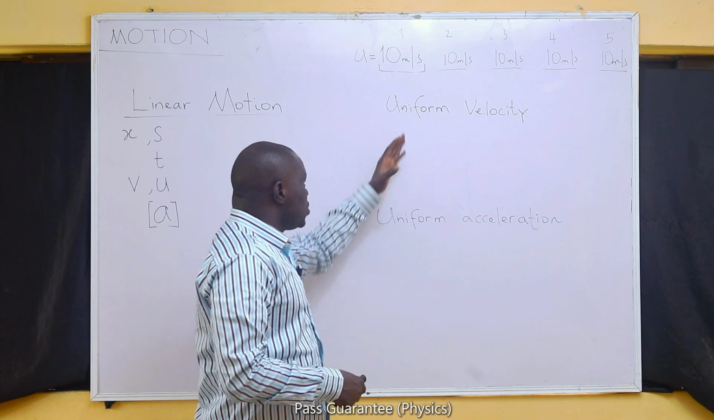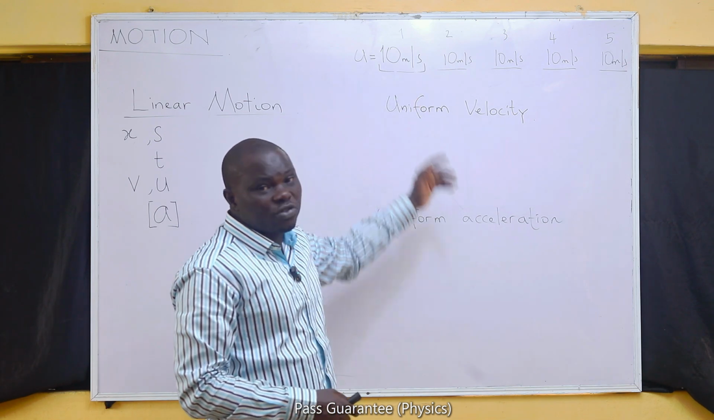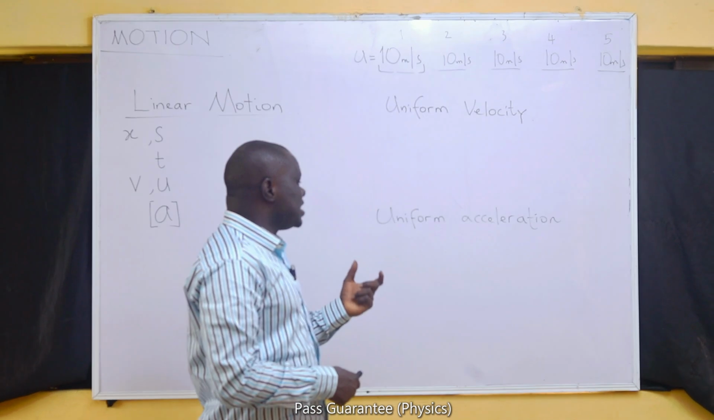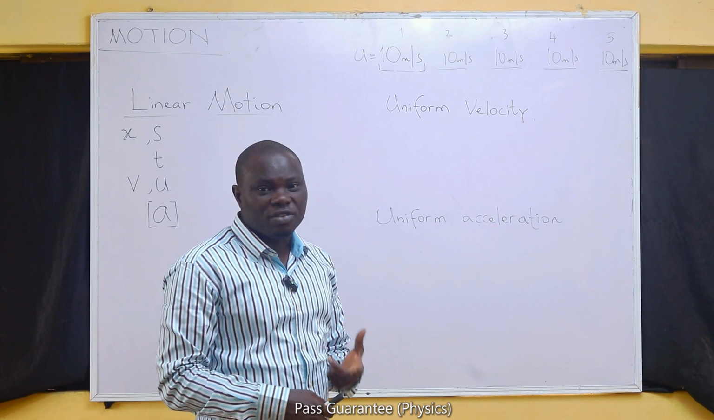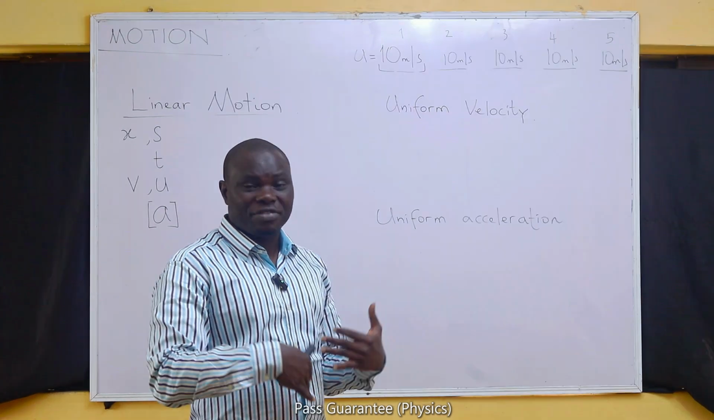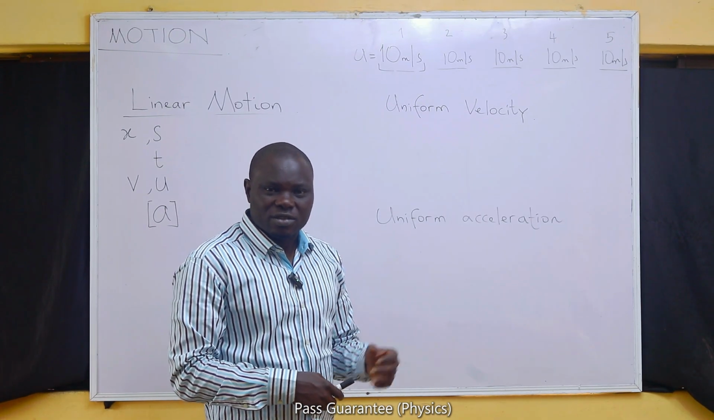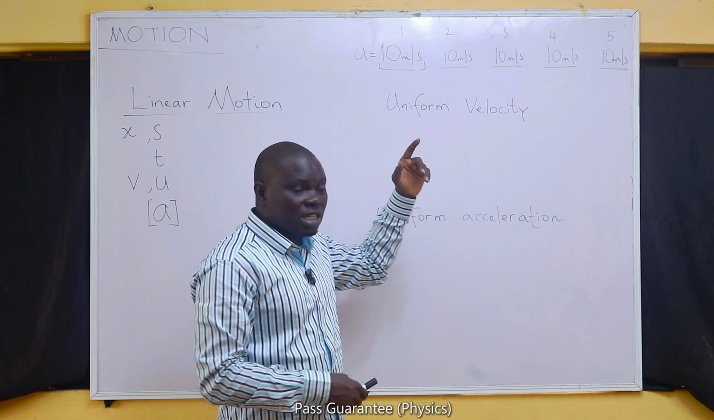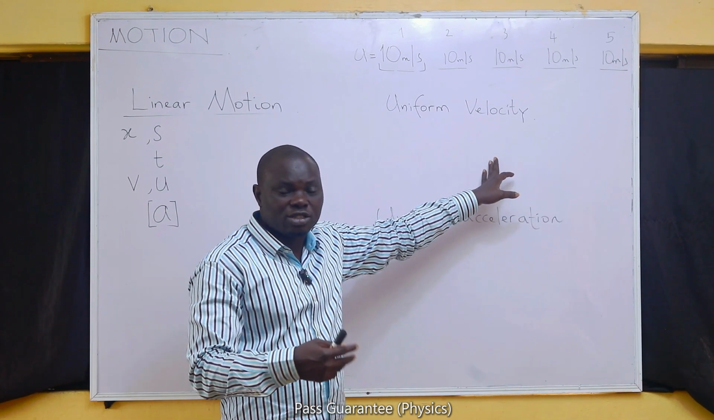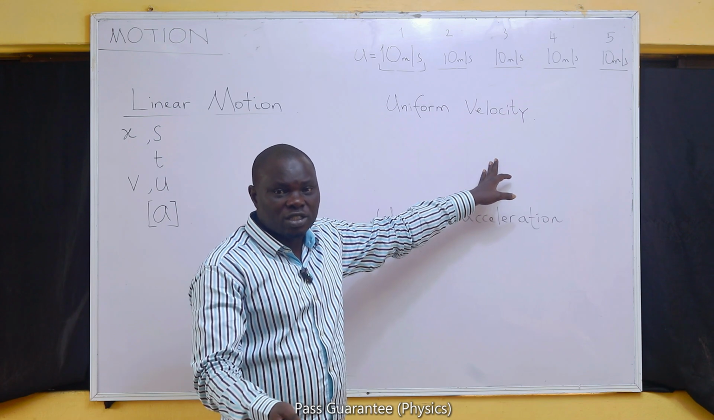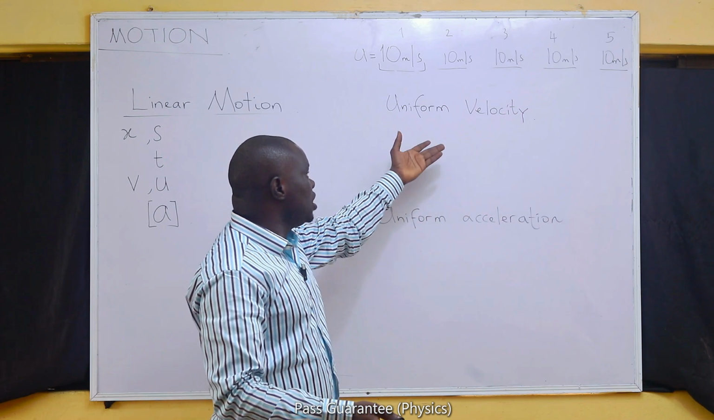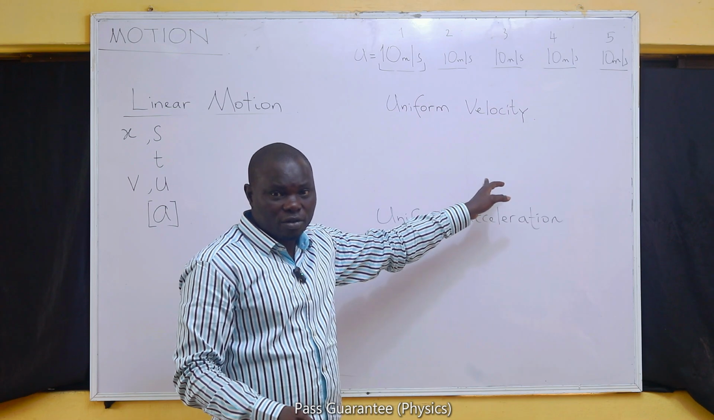Therefore, if an object is not moving with uniform velocity, then it is definitely moving with non-uniform velocity. And when the velocity is not uniform, there is definitely an acceleration. The acceleration will be zero when the body is moving with uniform velocity, because acceleration has to do with change in velocity. Once the velocity is uniform, it is not changing, which means that the acceleration is equal to zero.